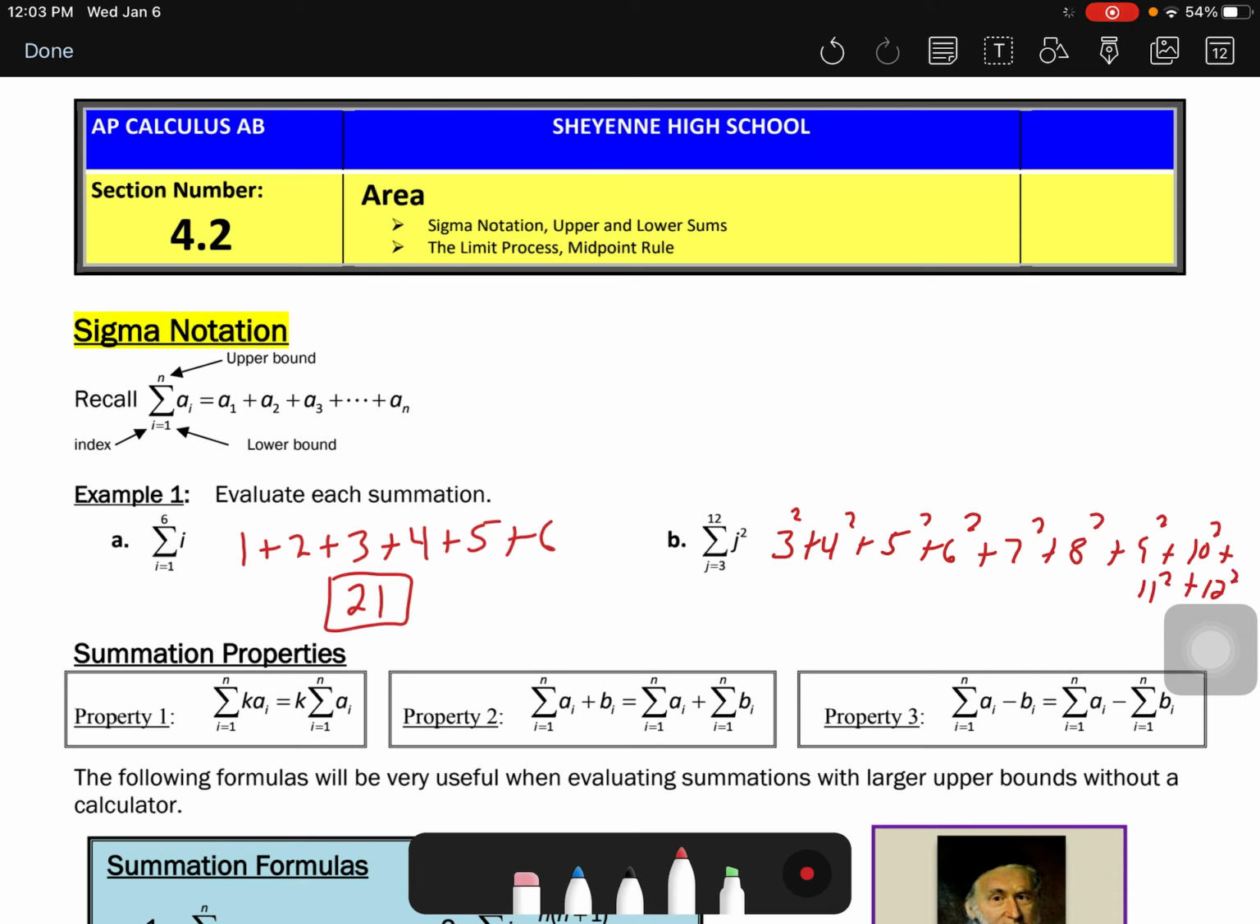Now, you're probably going to use a calculator to do that, but if you type all that into your calculator, you're going to see that it adds up to 645. But just understand what this is asking me to do. You go from your lower bound to your upper bound, and you plug each of those numbers into whatever this function is and find the sum of those. It's a summation of all of those values from the lower to the upper.